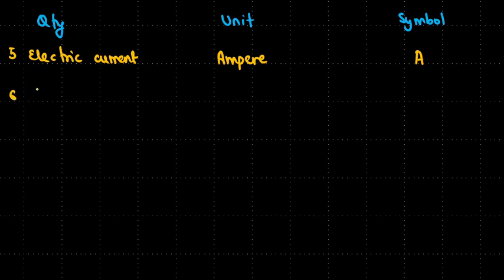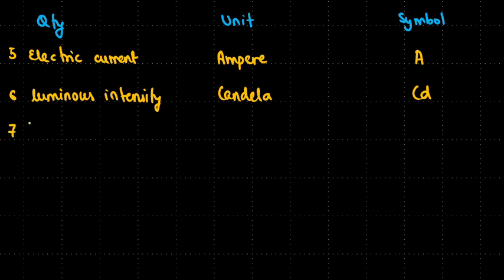The next one is the 6th one, luminous intensity. Its unit is candela and its symbol is capital C and small d. The 7th is quantity of matter. Its unit is mole, M-O-L-E, and its symbol is mol, so it just removes the E.